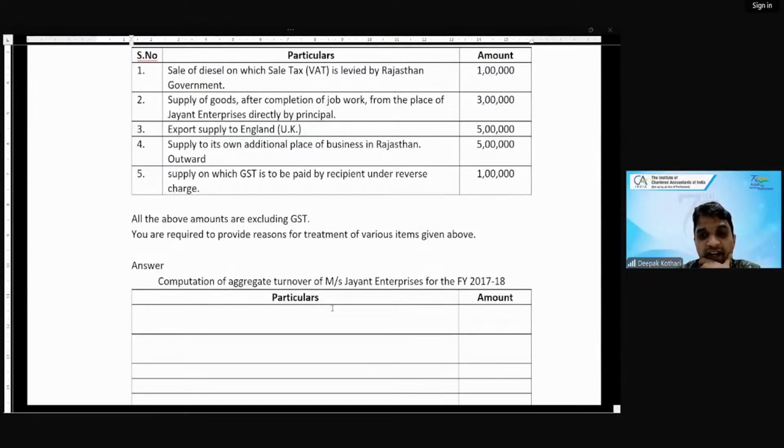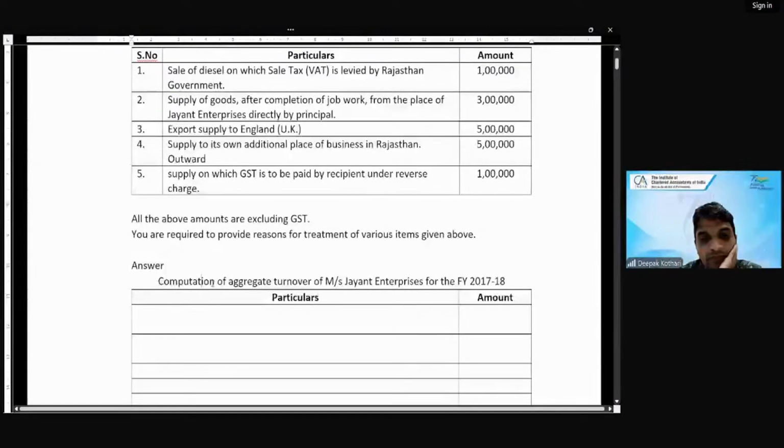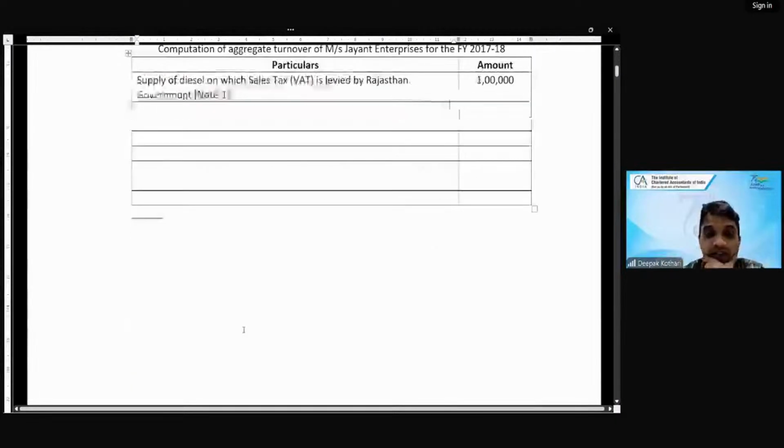Ishan Bish is saying 11 lakhs. Pawan Kumar is also saying 9 lakhs. Okay, let's go line by line. Supply of diesel on which sales tax is levied by the Rajasthan government, that is part of your aggregate turnover. Why? I have given the explanation in note 1, because for some items we may say the amount is included, sometimes we may say no. Why we say so is what we have to give in the reasoning.